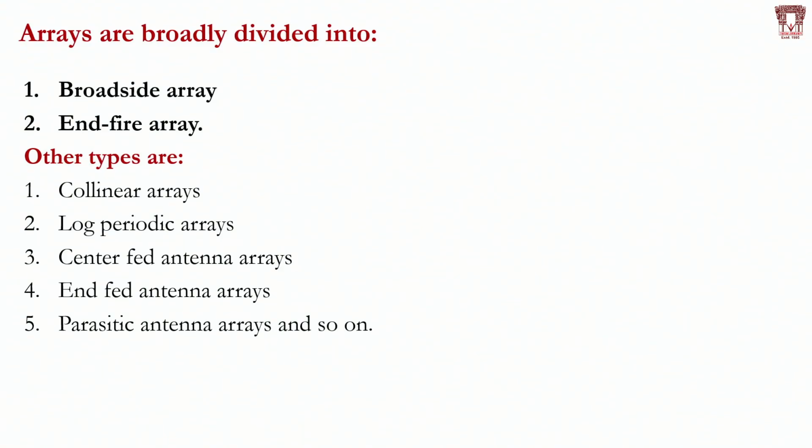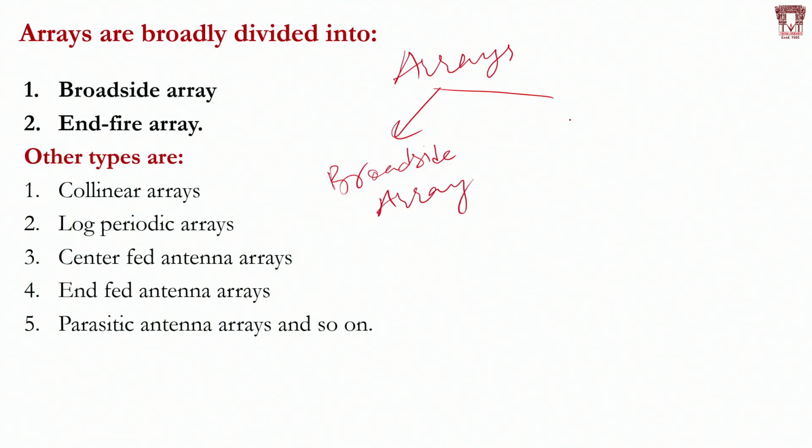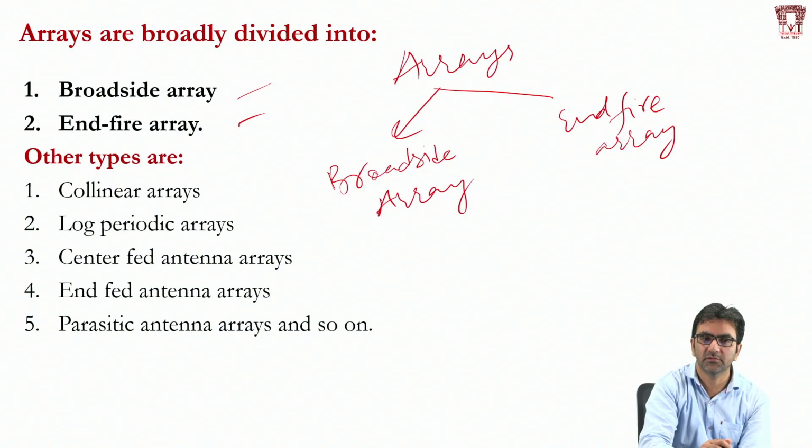The next is the classification. Here I am going to discuss this very briefly because in the next few lectures you have to go into it in detail. So the classification, broadly we can divide the antenna arrays as one is broadside array, another is end fire array. Okay, and there are other types like collinear arrays, log periodic arrays, center fed arrays, end fed arrays, parasitic arrays, and so on.